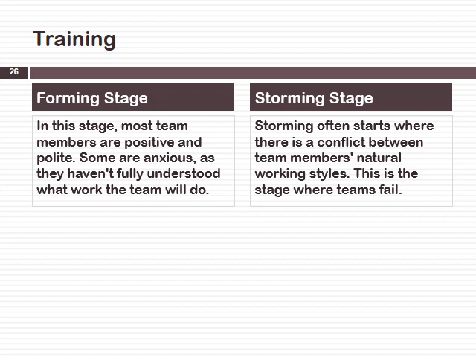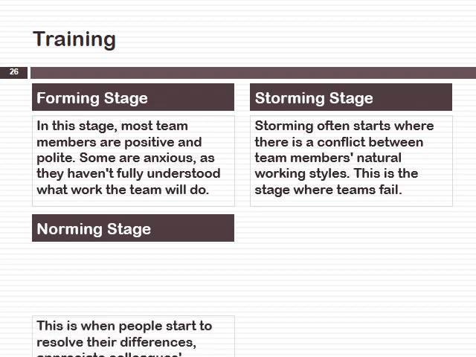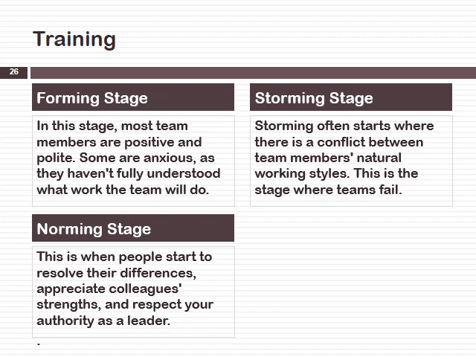However, people have different personalities, different work styles, different ideas, and in the storming stage is when these differences will come to light, and sometimes they will come to light in a negative way. So then you have the next phase called the norming stage. After the forming stage, you have the norming stage. This is when people start to resolve their differences.